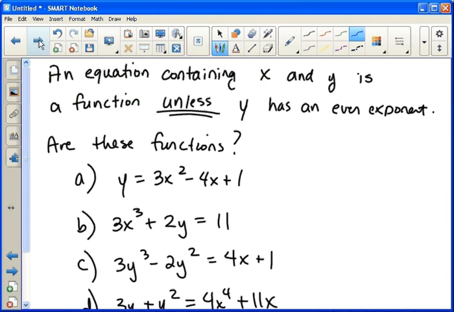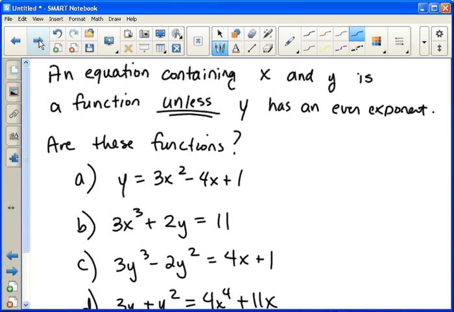So similar to the way before we just had to look at the x's, here all you need to do is focus on the exponent on y. If the exponent on y is not even, it's a function. If it is even, it's not a function. So you could say it this way if you'd rather keep it positive, positive, and negative, negative. If y has an odd exponent, it is a function. If y does not have an odd exponent, it's not a function.